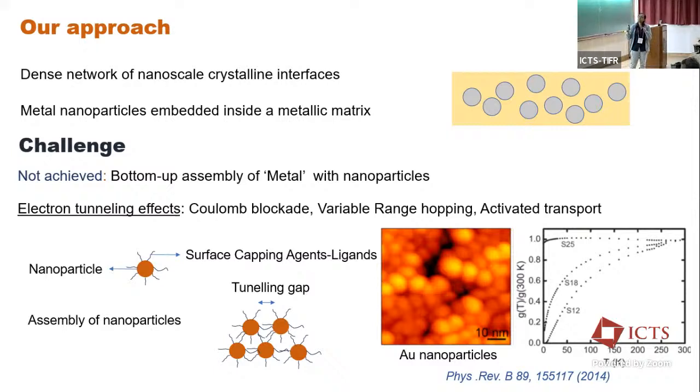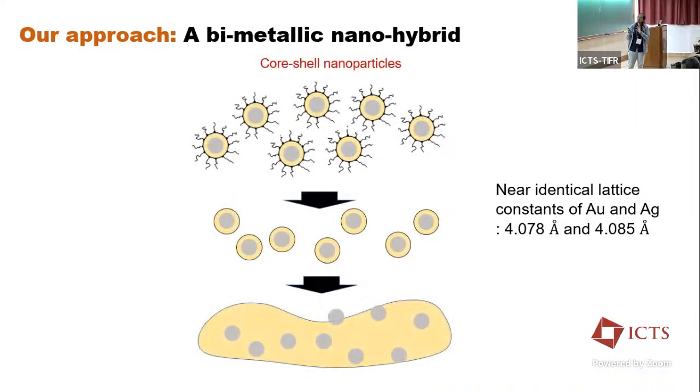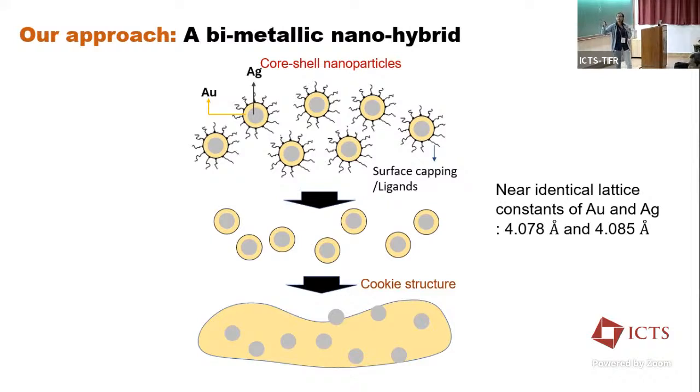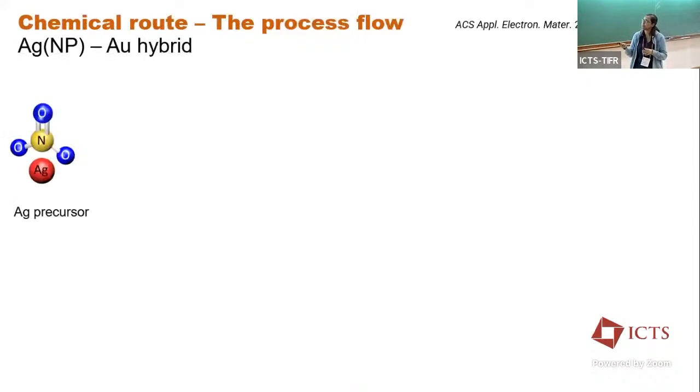So the first challenge is to design a material built of metal nanoparticles by removing these ligands or capping agents. The particular approach that we have taken is a core-shell nanoparticle. We first build these core-shell nanoparticles, and we have chosen gold and silver particularly because of the identical lattice constants, which will allow us to make a crystalline matrix. Then by removal of the ligands, we fuse these core-shell nanoparticles into a cookie structure, so the silver nanoparticles will be embedded inside the gold host matrix. We want to tune the structural parameters, the radii of the embedded silver nanoparticles and the separation between them. I will just quickly go through how we do it. The details can be found in this paper.